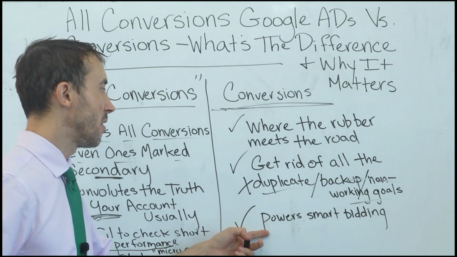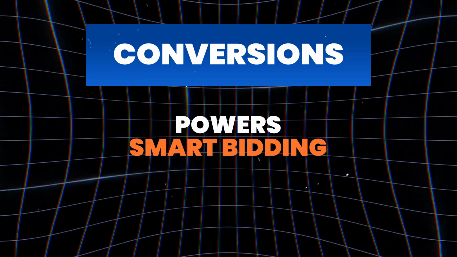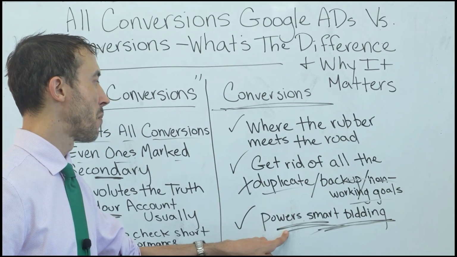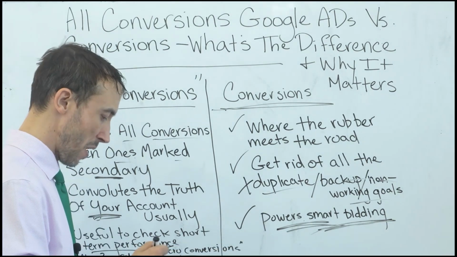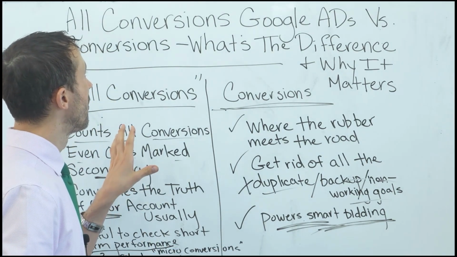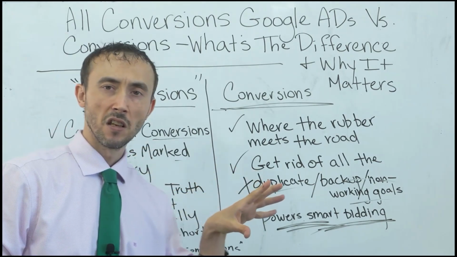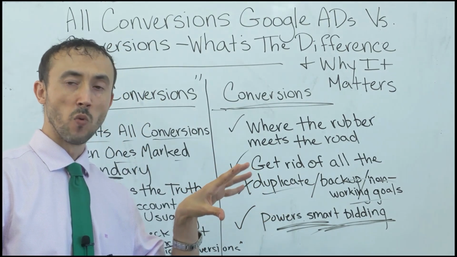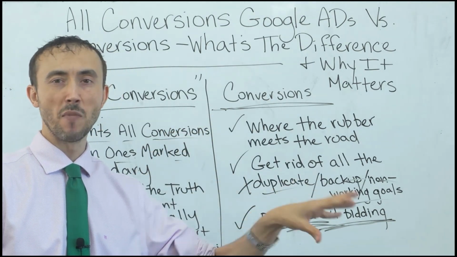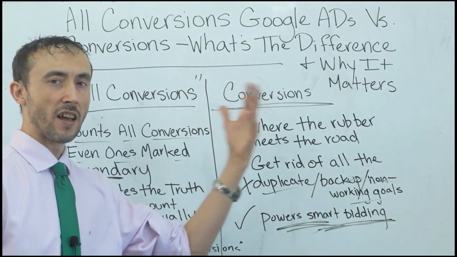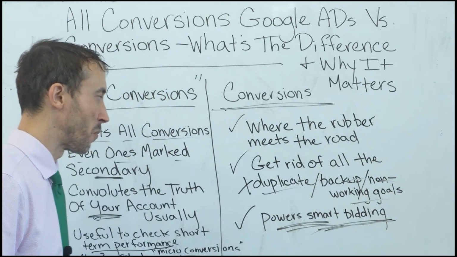And then finally, as I mentioned already, these conversion goals, i.e. goals that are marked primary, is what powers your smart bidding itself. So, but anyway, with that said, that is what the all conversions column on Google Ads does versus just the conversion column by itself, and why it matters to your business. And then, like I said, you're going to have some information in this video that's going to help you actually make more money from what you're doing.